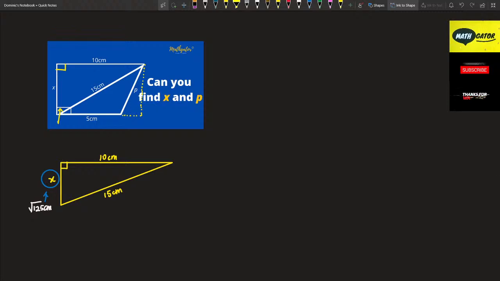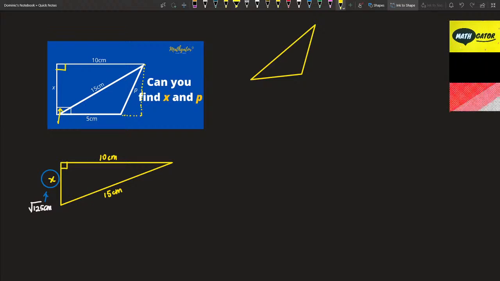Okay, so with that out of the way, now we want to concentrate on finding P. And then to find P, I would have to do some form of drawing. So I want to draw the triangle, the triangle that has the P. Okay, so basically that is how it looks like. It might not be perfect, but I think we should manage. And then the 15 is here, and then we have 5 centimeters here. Okay, and then we have P here.